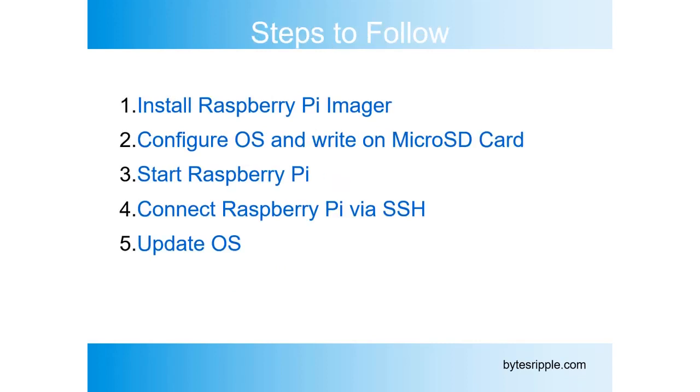Now, take a look at what steps we will be following to install Raspberry Pi OS. These are just 5 steps for it. First, we will install the Imager software, then configure certain parameters for the OS and write it on the SD card. Then start the Raspberry Pi and connect it via SSH. And lastly, we will update the OS. Now, let's check each step one by one.